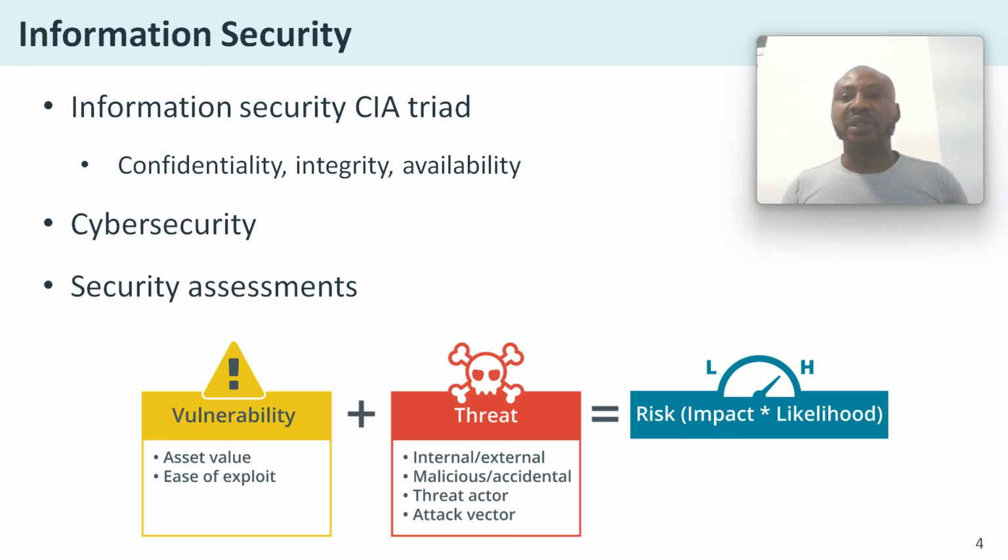Now, in information technology, we have three core cybersecurity components. We call them the CIA triad. These are core functions in cybersecurity, the three core components in information security. So we call it confidentiality, integrity, and availability.